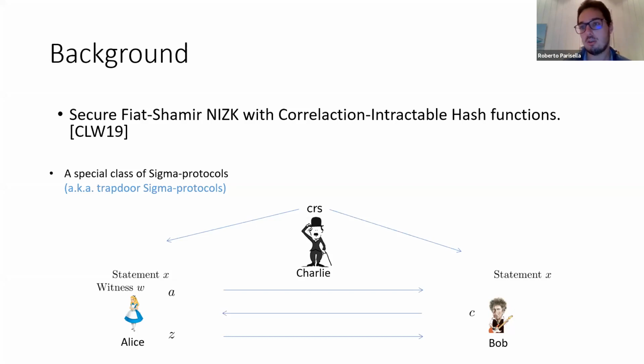We can define this protocol directly in the CRS model, which means we suppose the existence of a trusted third party that computes a common reference string and makes it available to both prover and verifier as additional input.